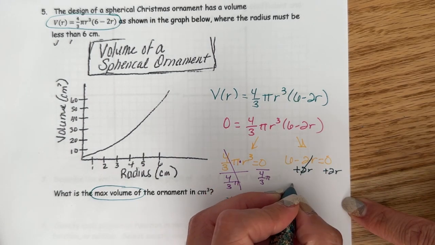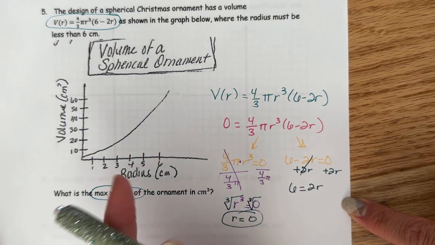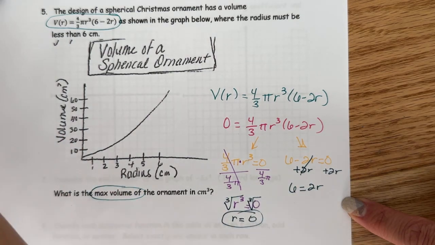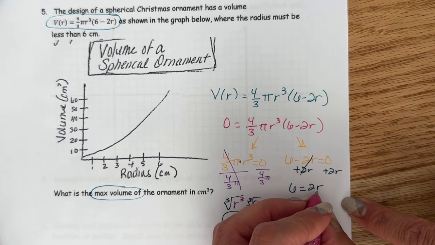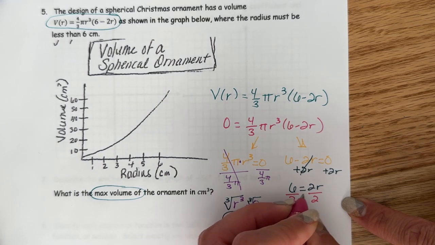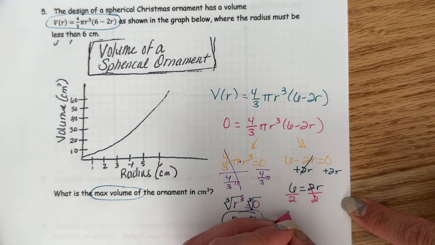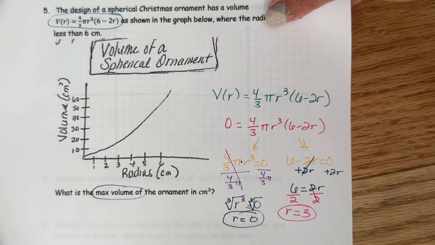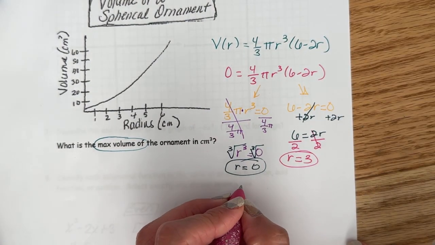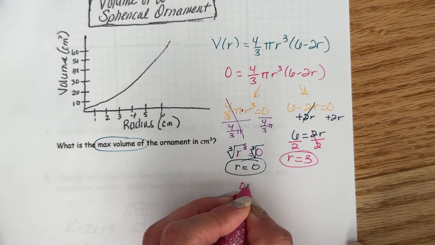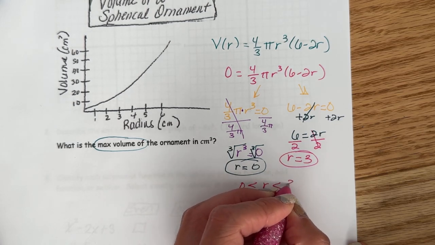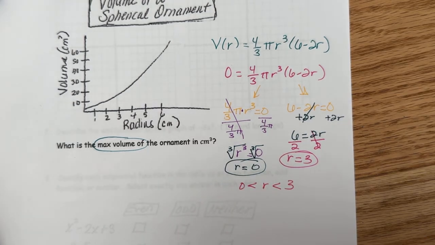Now I need to solve this one, so I'm going to add the 2r to both sides. 6 is equal to 2r, and then I want to solve for r, so I get rid of the 2 by dividing by 2. 6 divided by 2 is 3, so r equals 3. So my domain is 0 less than r less than 3. So this is my domain from 0 to 3.